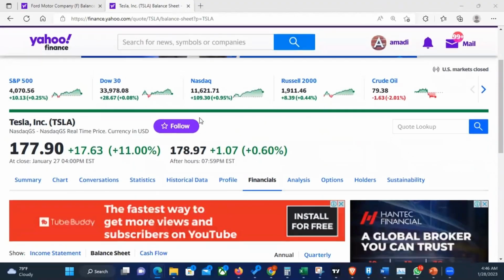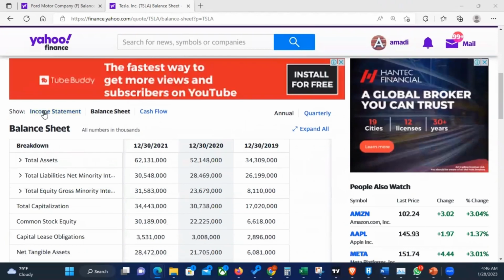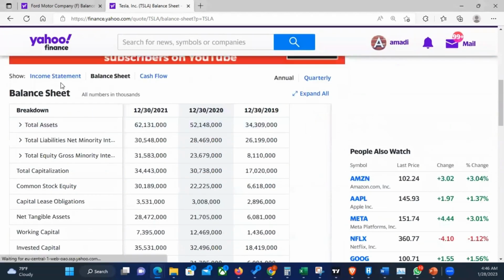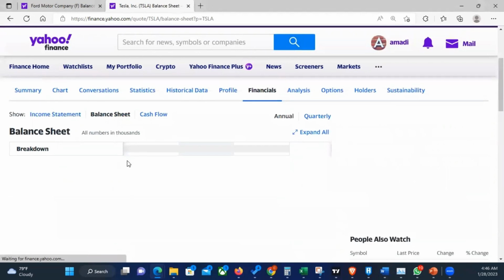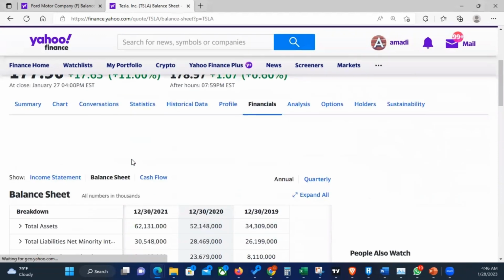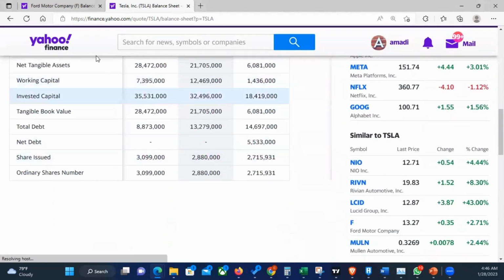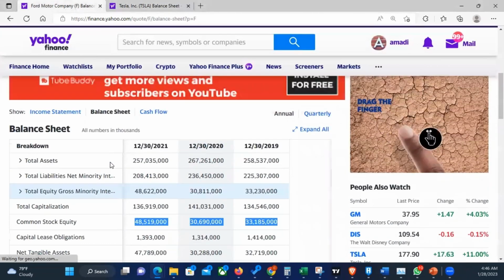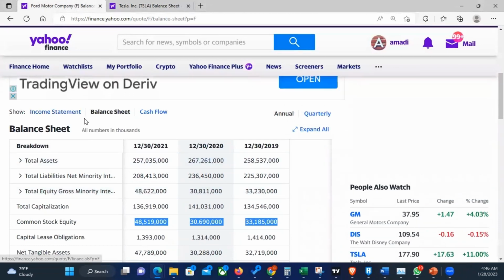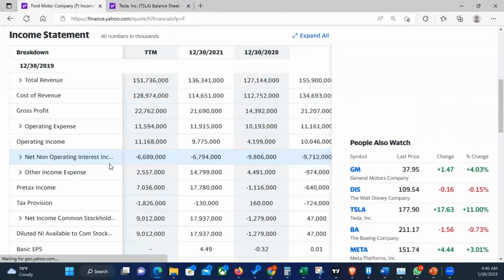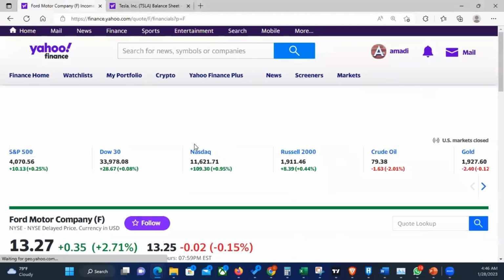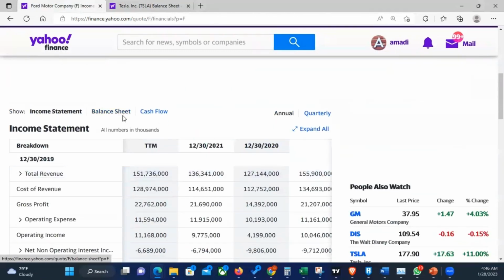So for Tesla, we'll be going to Yahoo Finance to get their figures. Go to Yahoo Finance. You click their financials. From their financials, you can see their results. So their revenue, cost of revenue, gross profit, right? If you want to look at their balance sheet, you also click here to go to their balance sheet.